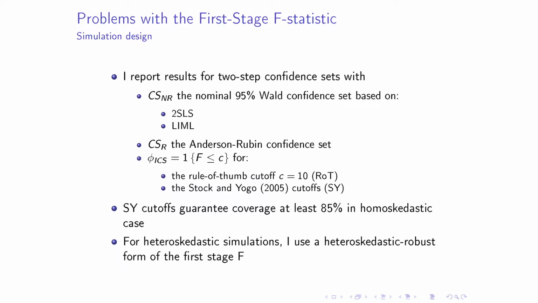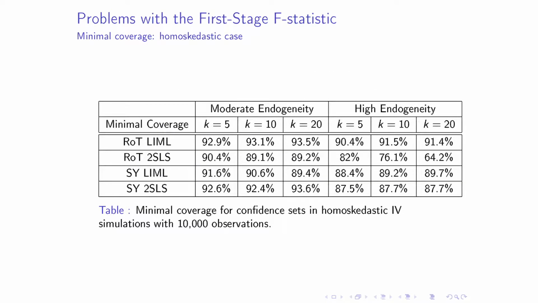And again, what I mean by the homoskedastic case is that these errors, V1 and V2, are conditionally homoskedastic given Z. Finally, for the heteroskedastic simulations, I'll use a heteroskedasticity-robust form of the first stage F statistic. Unsurprisingly, if you use a form of the first stage F that assumes homoskedasticity, you can get even more terrible performance in that case. So first, I'll think about simulations of the homoskedastic case.